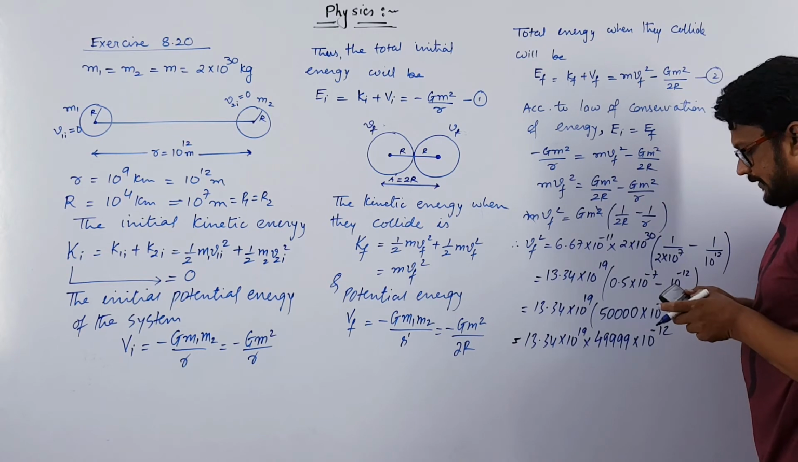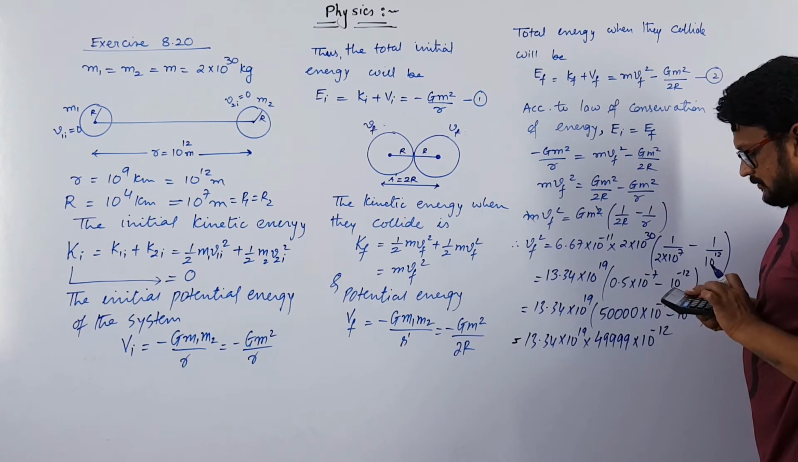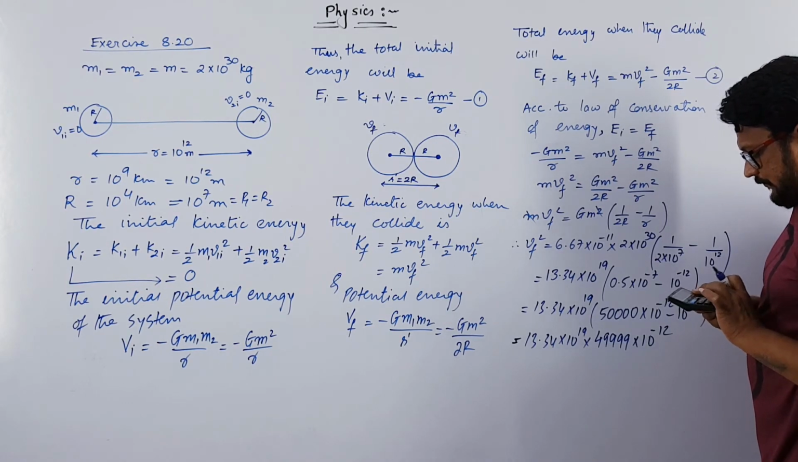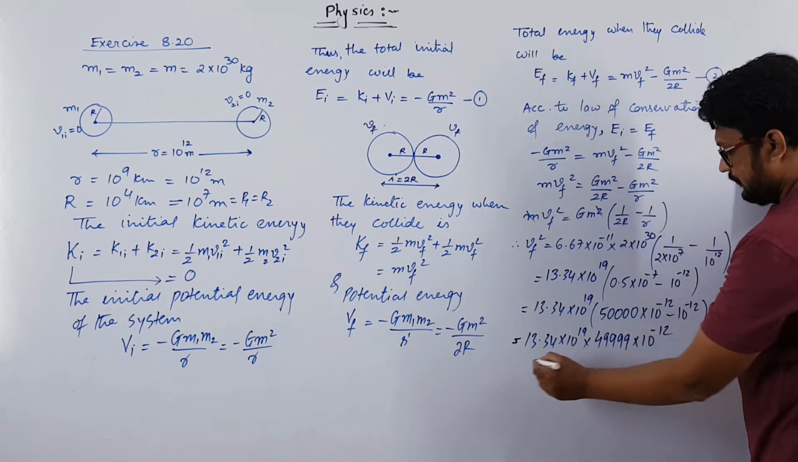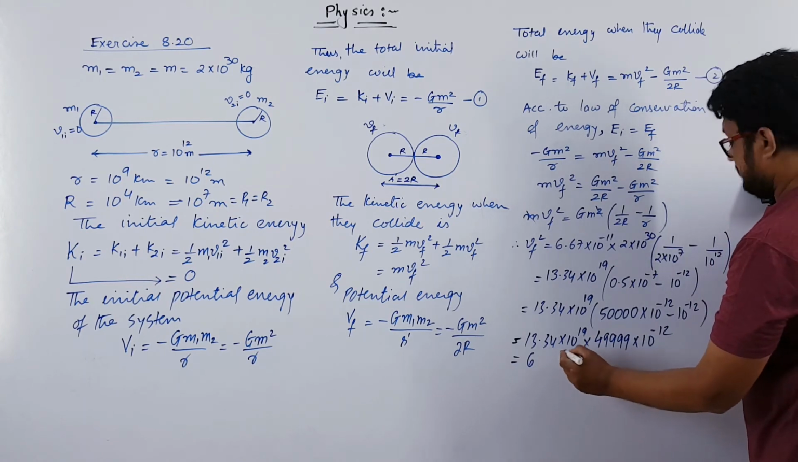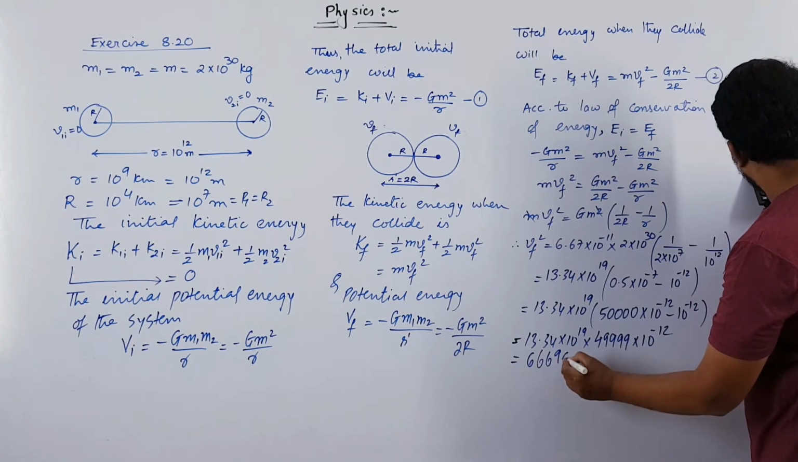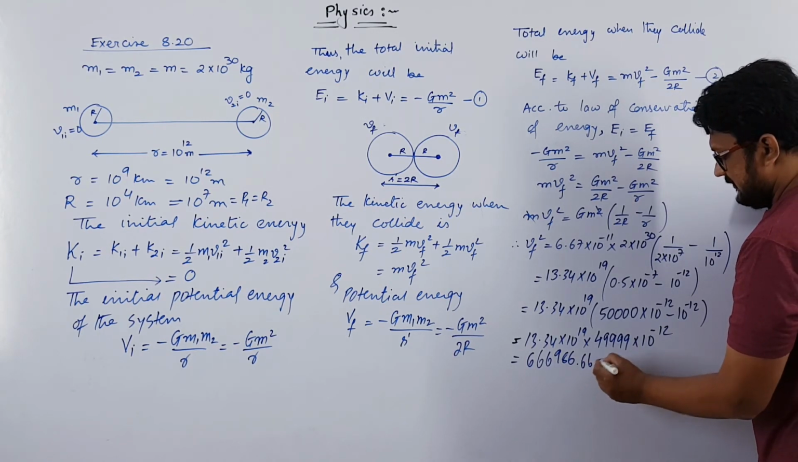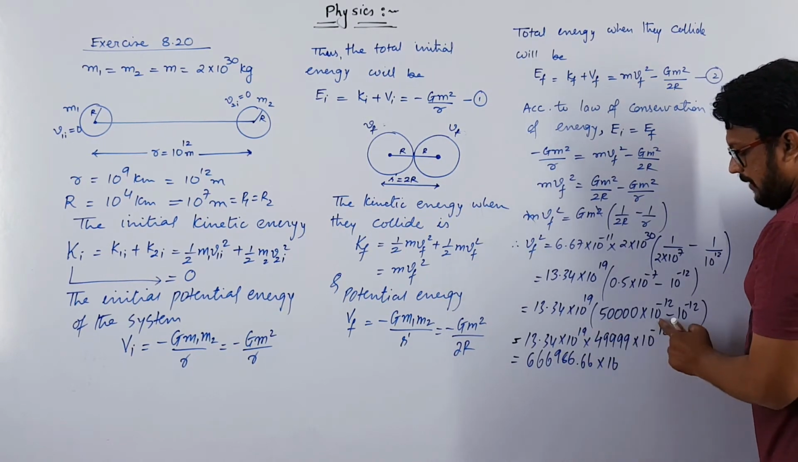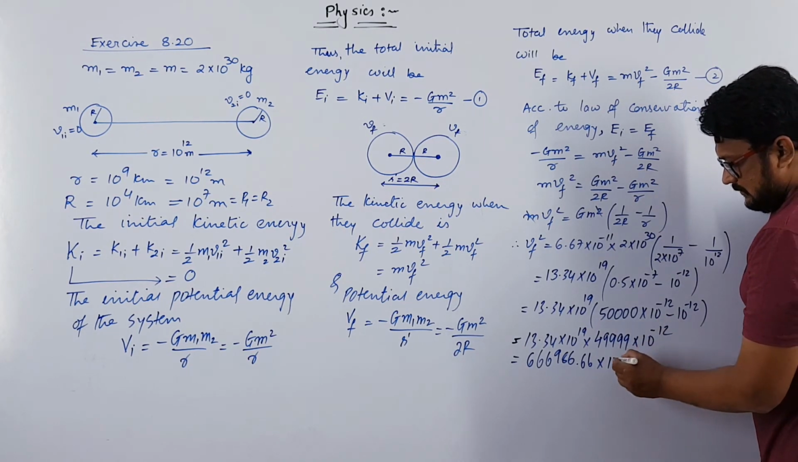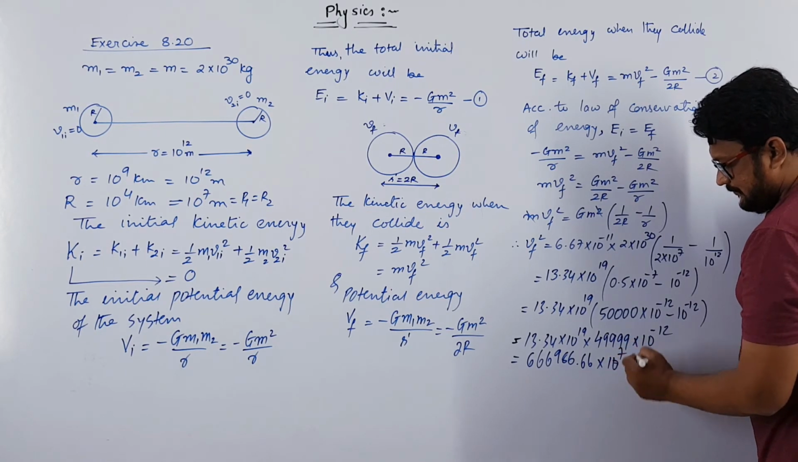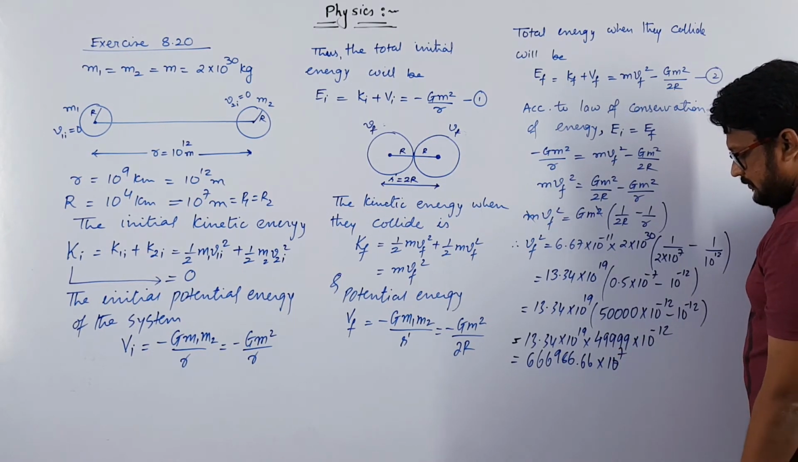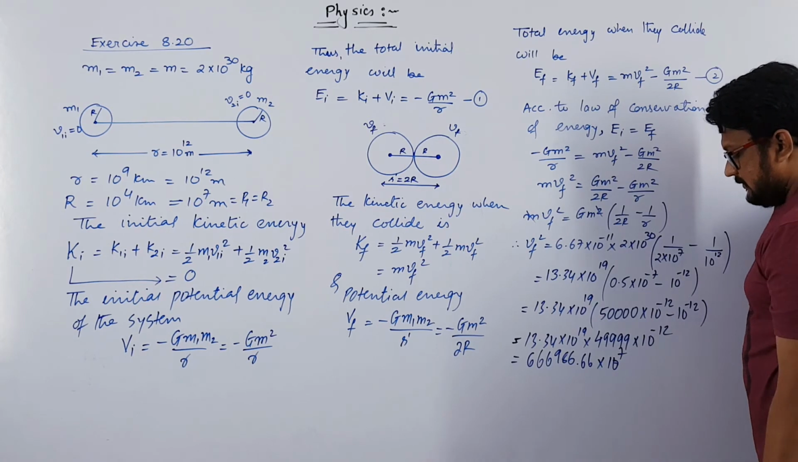So 49,999 into 13.34 will give you 666,986.66 into 10 to the power 19 minus 12. 19 minus 12 will be 7, right? 19 minus 12 will be 7.